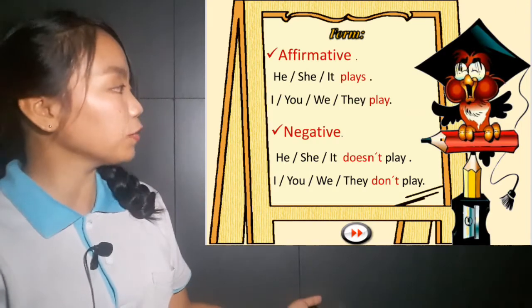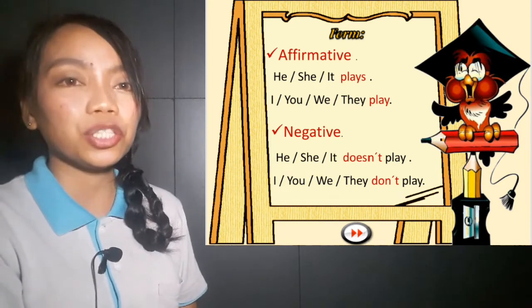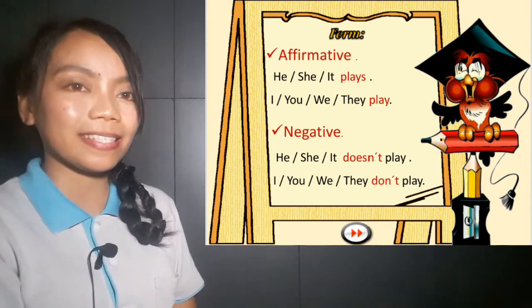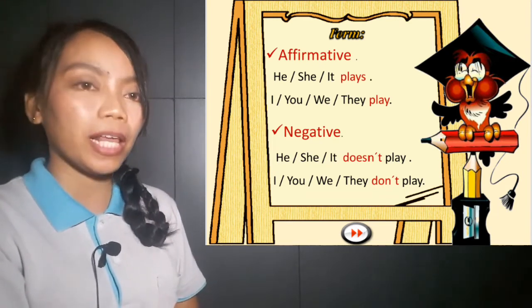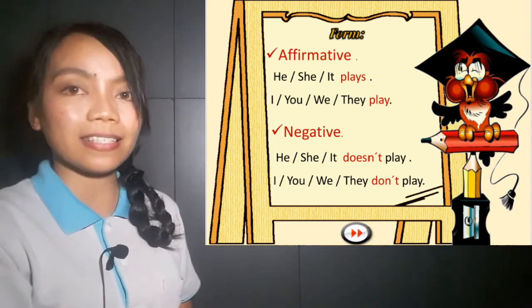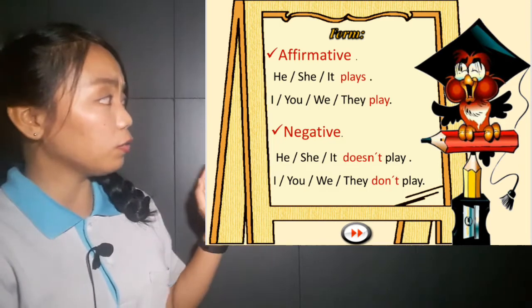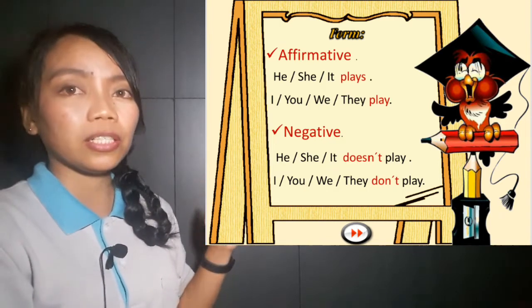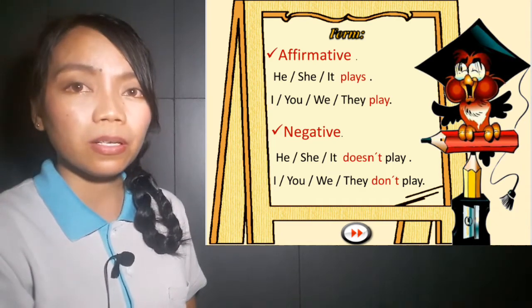The first one is affirmative, like he, she, it plays. I, you, we, or they play. As we notice here, what is the verb in the sentence? The verb is play. Look at the first sentence, he, she, or it plays. We put S to the verb.